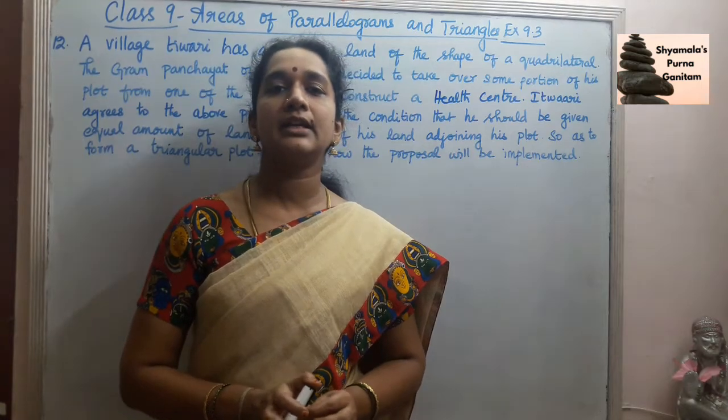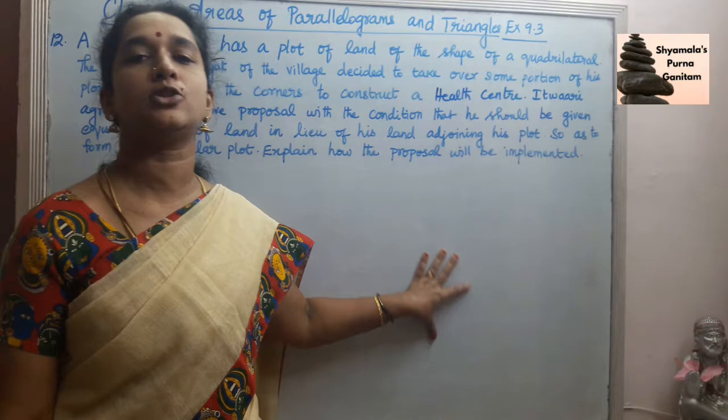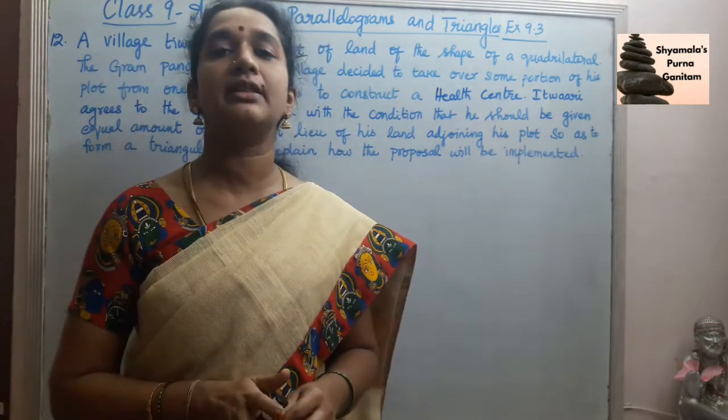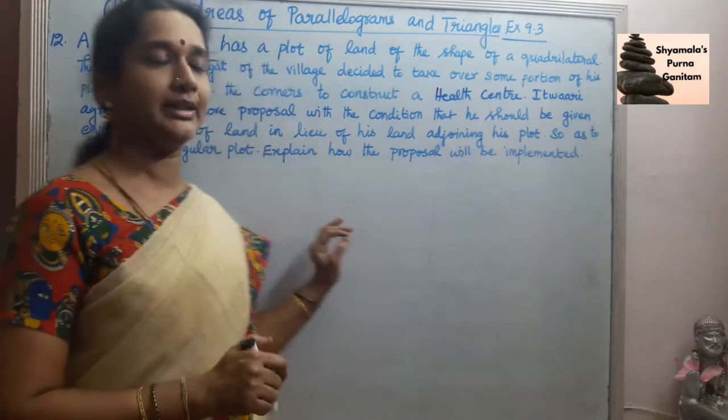In this class, I will be doing the class 9 CBSE syllabus, 9th chapter, areas of parallelograms and triangles. Exercise 9.3. Two exercises I have already completed. In the third exercise I have completed 11 sums. The 11th sum I have given in the description box, you can check. Now I will continue with the 12th sum.